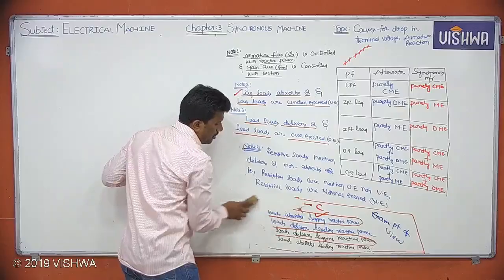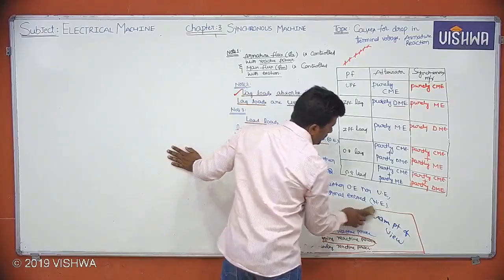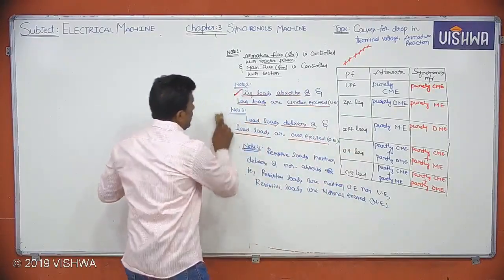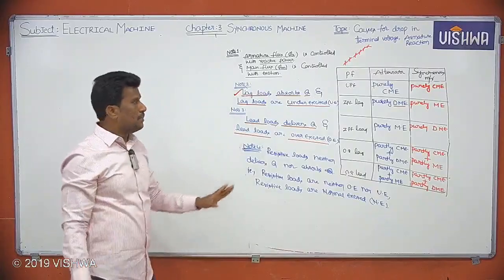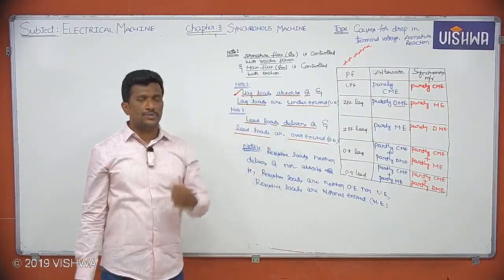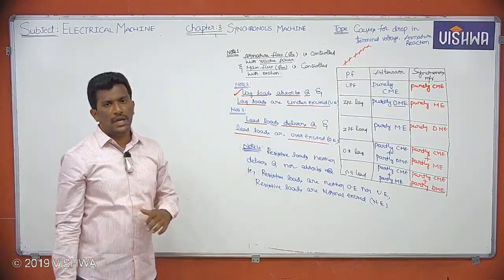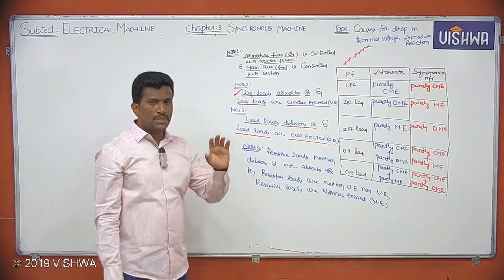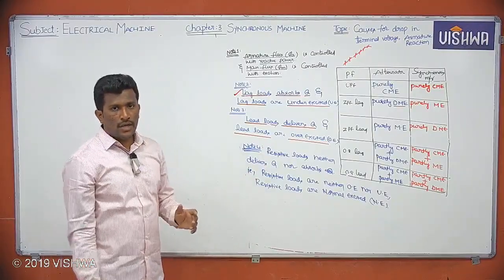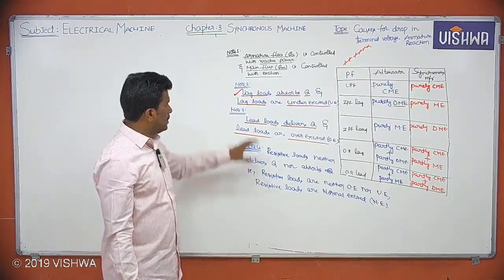This is important for exam point of view only, but don't remember these four statements for my coming sessions. Just remember them for exam point of view, and otherwise simply remember in terms of normal reactive power. Lag loads absorb reactive power; they are under excited. Lead loads deliver reactive power; they are over excited. Resistive load neither absorbs nor delivers reactive power; they are normally excited. Simple. Just remember this.